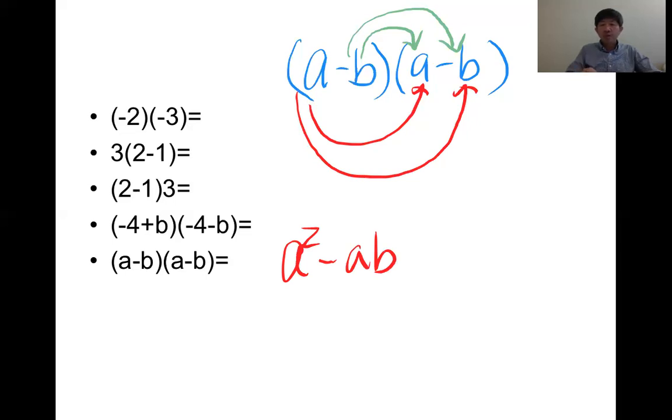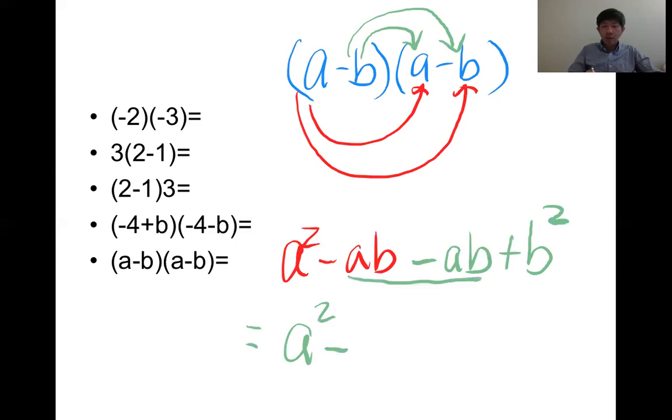Next, negative b times a equals how many? Negative ba, and actually you will just write negative ab, okay? Next, negative b times the negative b, which is equal to positive b squared, right? So, make sure the integer operation multiplication is correct. So now, the final answer is a squared minus 2ab plus b squared. That would be our final answer for this, okay?